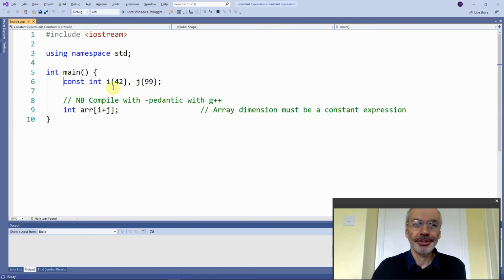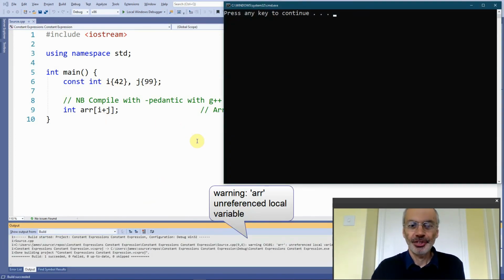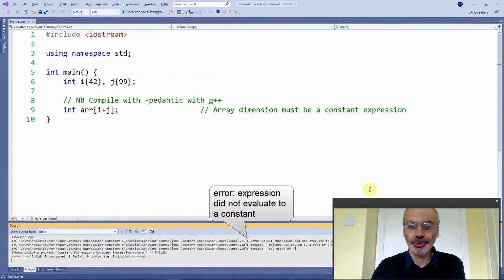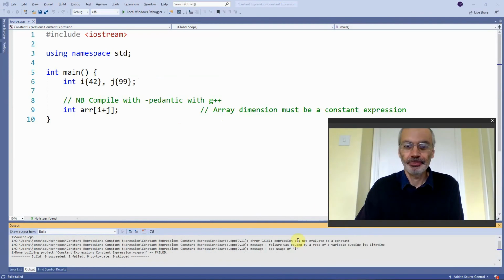So here's the code. We have i and j initialized from 42 and 99, which are constant expressions. i and j cannot be modified after initialization, so they're constant expressions as well. And then i plus j is a constant expression and can be used for the dimension of an array. And then that compiles. We just get a warning about the unused local variable. If I make i and j non-const, then they are no longer constant expressions because they can be modified after initialization. And then i plus j is not a constant expression, and we get an error. Did not evaluate to a constant.